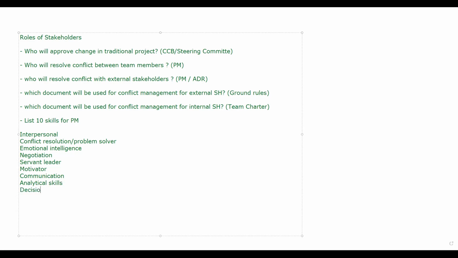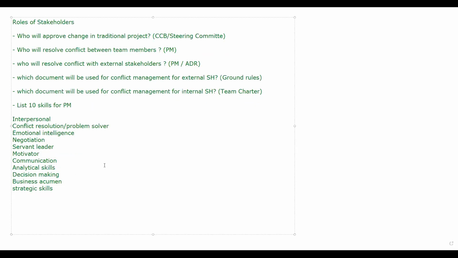They can do decision making. They should have business acumen as per the triangle. Strategic skills related to the project and so on. So these are the tasks in the traditional way. Which document is required to start the project?